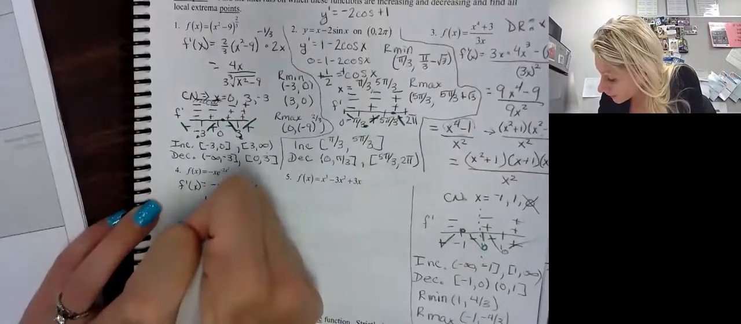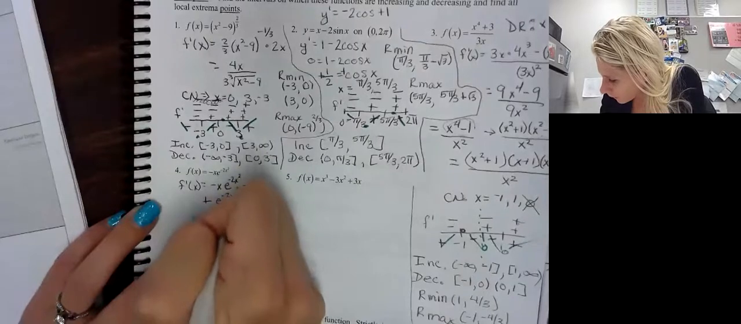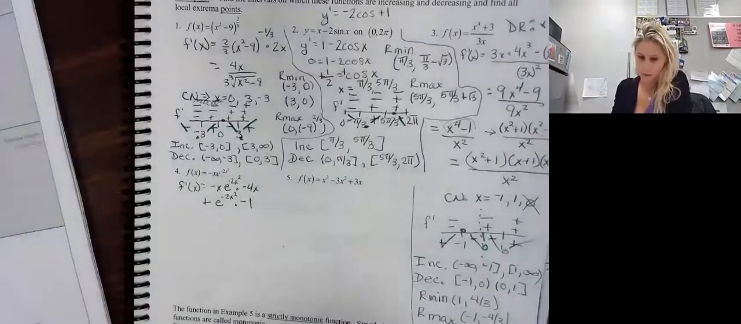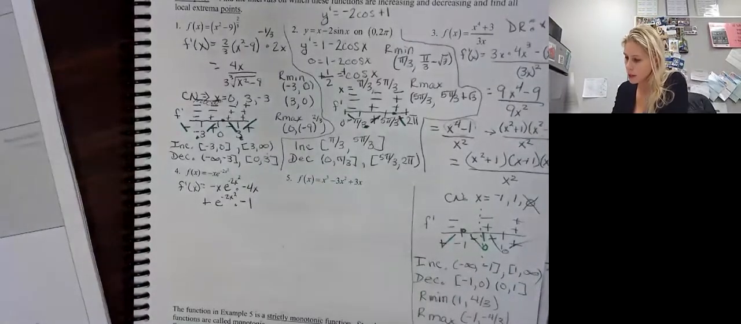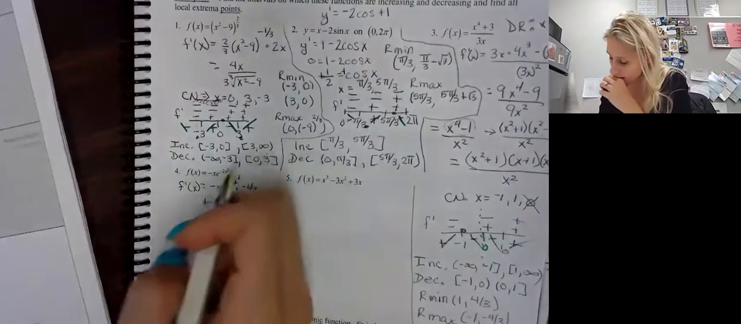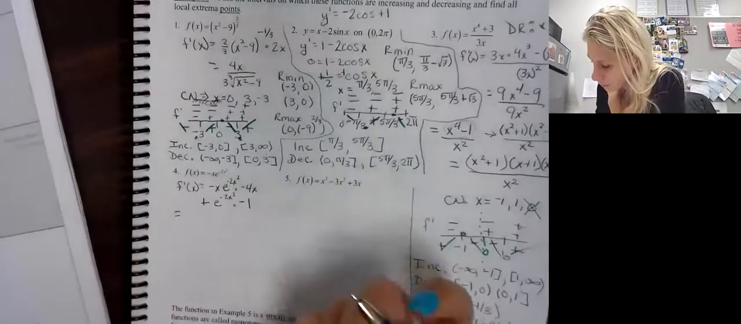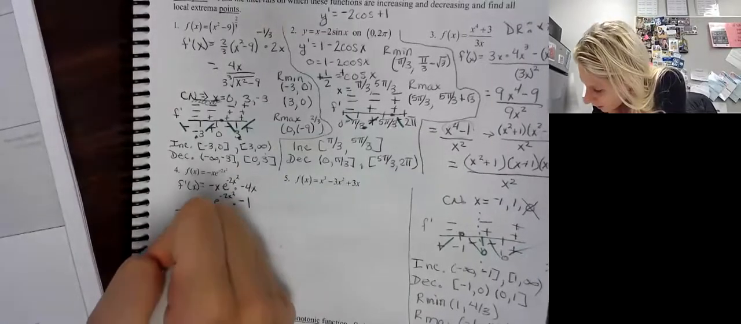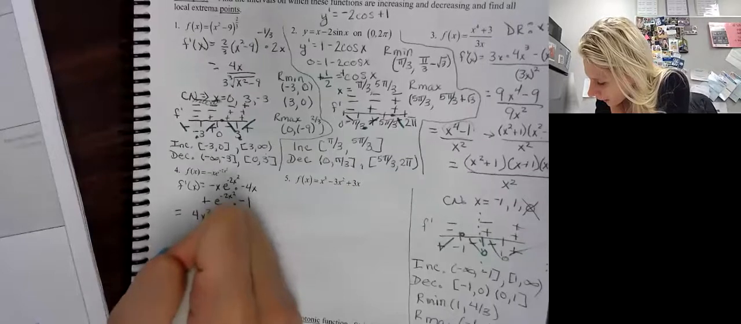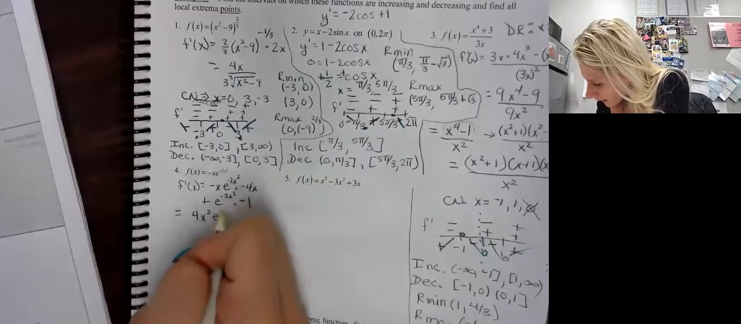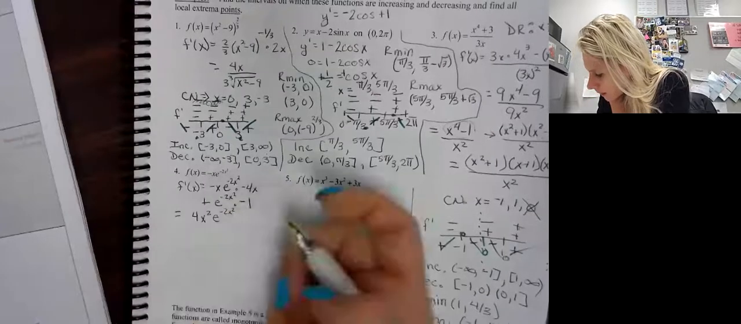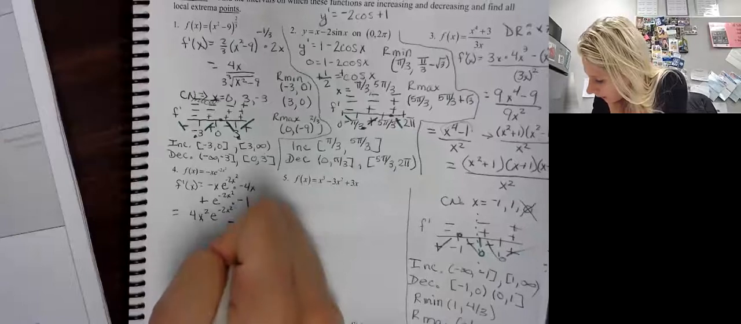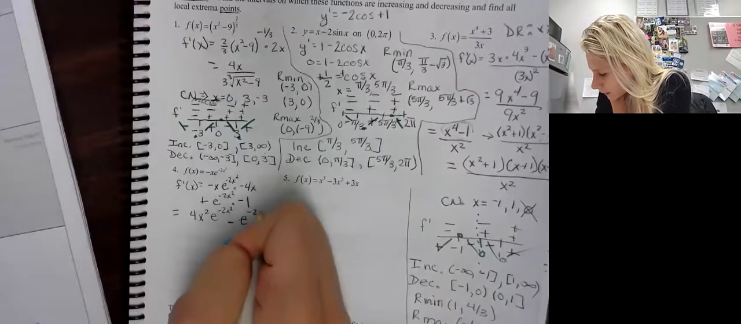The second function times the derivative of the first, which would be -1. Okay, what I'm going to do now is simplify that as much as I can so I can see my critical values. So here I get 4x squared times e to the -2x squared minus, because it's times -1, e to the -2x squared.